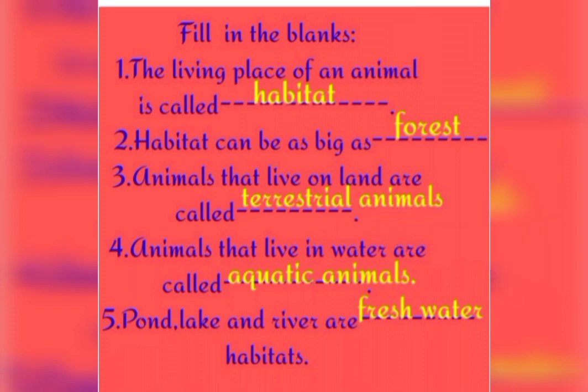A-N-I-M-A-L-S. Animals. Fourth one, animals that live in water are called aquatic animals. Spelling of aquatic, A-Q-U-A-T-I-C. Aquatic. And fifth one, pond, lake and river are freshwater habitats. F-R-E-S-H, fresh, W-A-T-E-R, water.